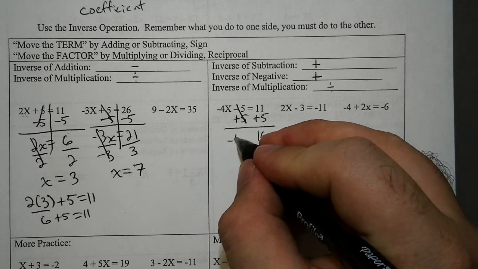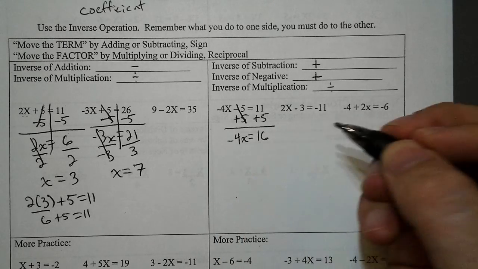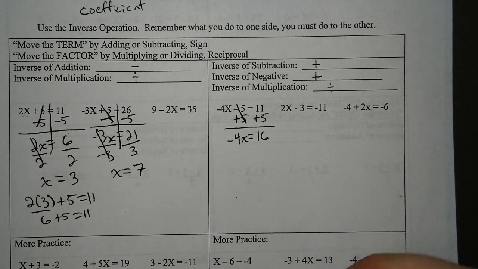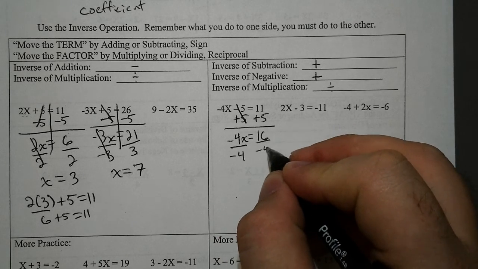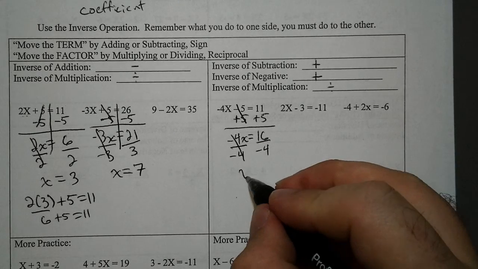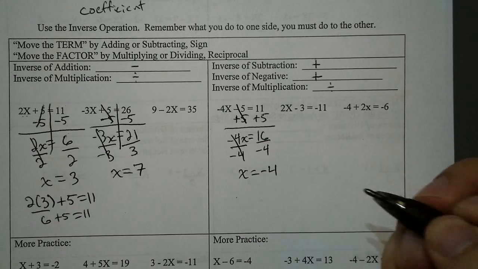So I've got negative 4x equals 16. Now I'm going to divide by negative 4. Divide both sides by negative 4. Those cancel, and we get x is equal to negative 4.